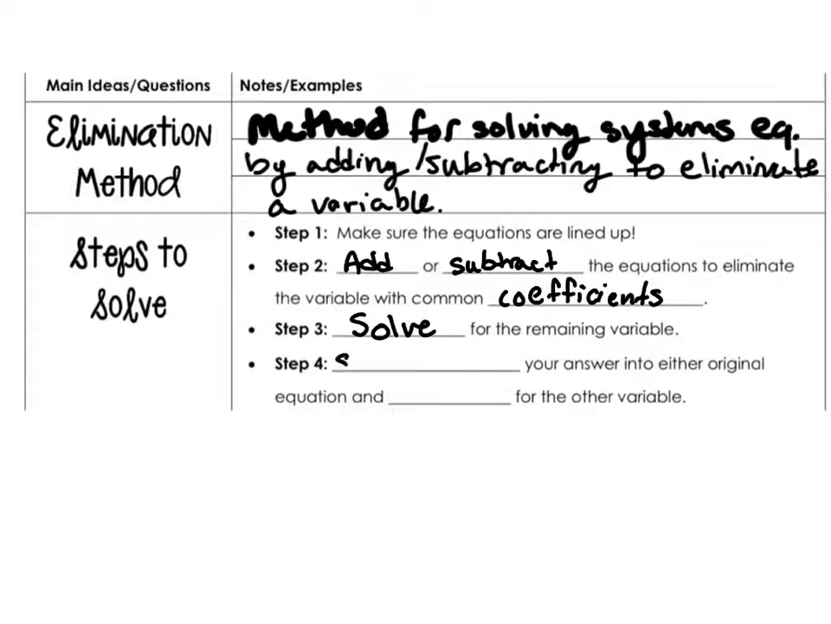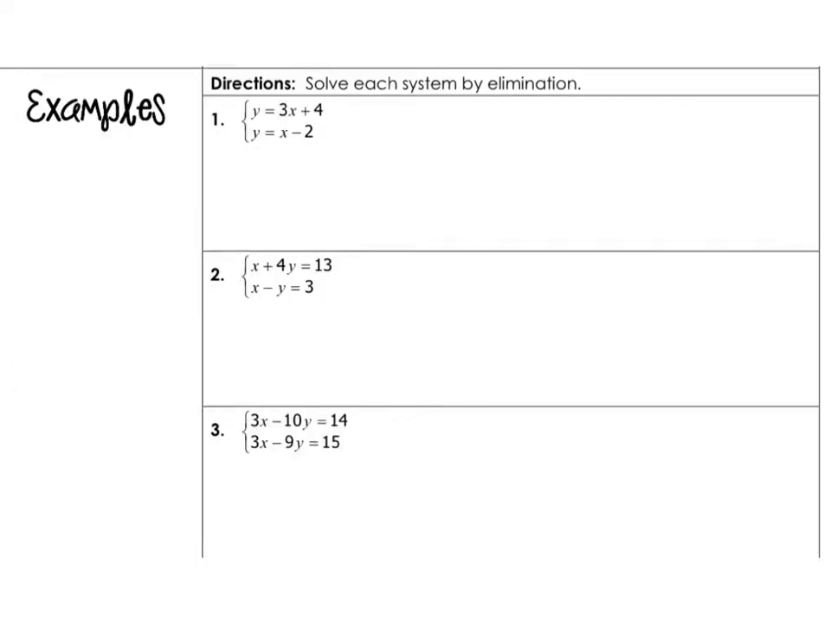And then number four, we're going to kind of go back to substitution, and we're going to substitute your answer into either of the original equations and solve for the other variable. Okay, so if you solve for x using the elimination method, what you're going to do is substitute that answer into one of the other original equations and solve for y. So it's kind of similar to the last method that we went over in 5.2. Now, what we can do is go through a couple examples, and then I'll have you try the rest on your own.